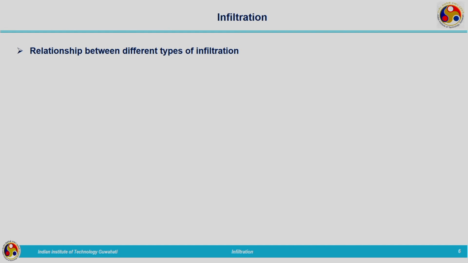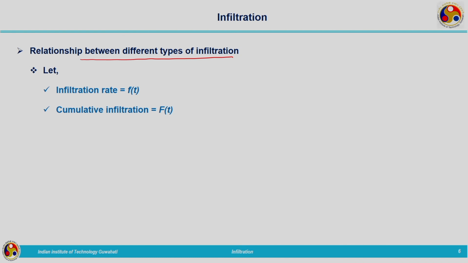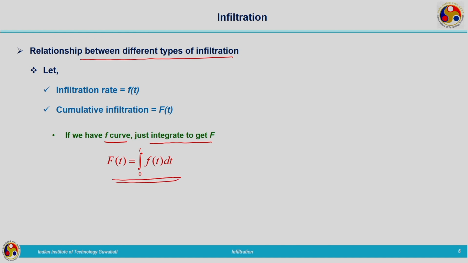Now, we need to have a relationship between the different types of infiltration. We have seen infiltration rate and also cumulative infiltration. So, how can these two be related? Let the infiltration rate be f of t and the cumulative infiltration be capital F of t. If we have the infiltration rate curve represented by the f curve, we can integrate that curve to get the cumulative infiltration curve. So, capital F of t is equal to the integral from 0 to t of small f of t dt, where 0 to t is the time interval for which the infiltration was taking place.